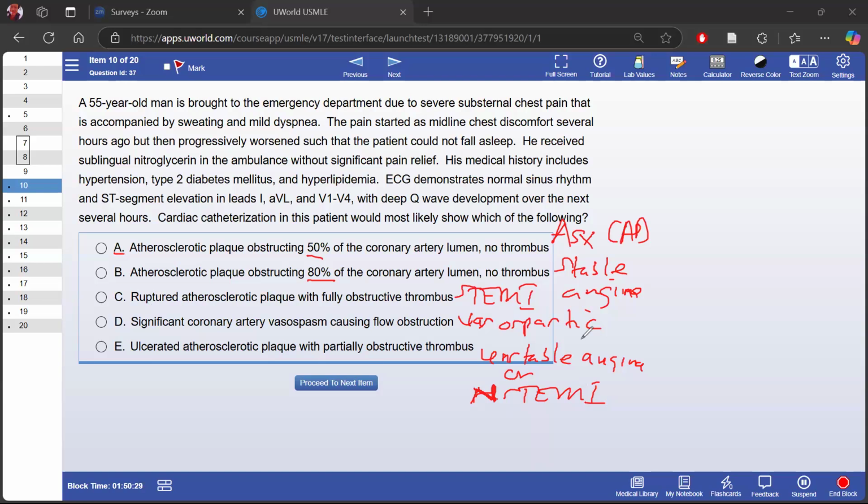So what information do we have here? We're given an ECG, and the ECG shows what? The patient has ST segment elevation in leads 1, aVL, V1 to V4 with some Q wave developing, right? So this patient has STEMI, right? This patient has ST elevation MI. And because of this, we go to our differentials. Our best answer is going to be C, because C represents STEMI. All right, there will be 100% occlusion of the coronary artery.